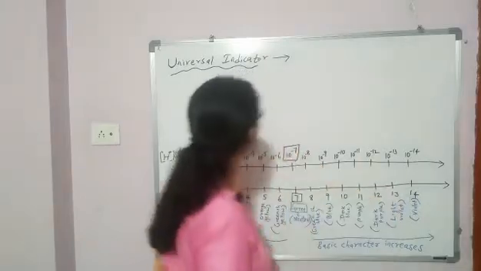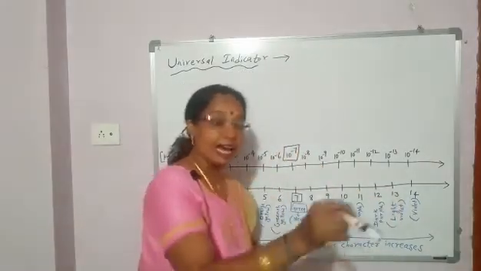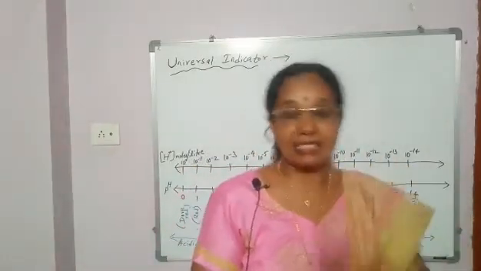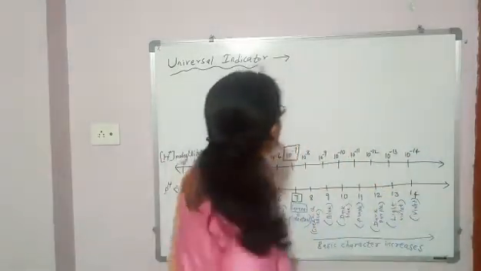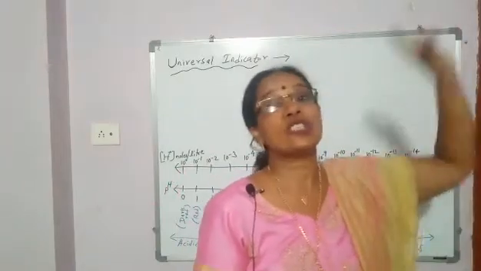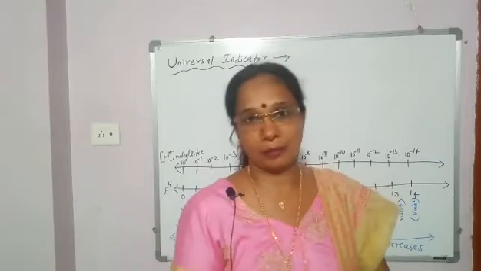But by using universal indicator, you can tell whether the given acidic solution is strongly acidic, weakly acidic or moderately acidic, because this universal indicator shows a gradual change in color with different solutions.